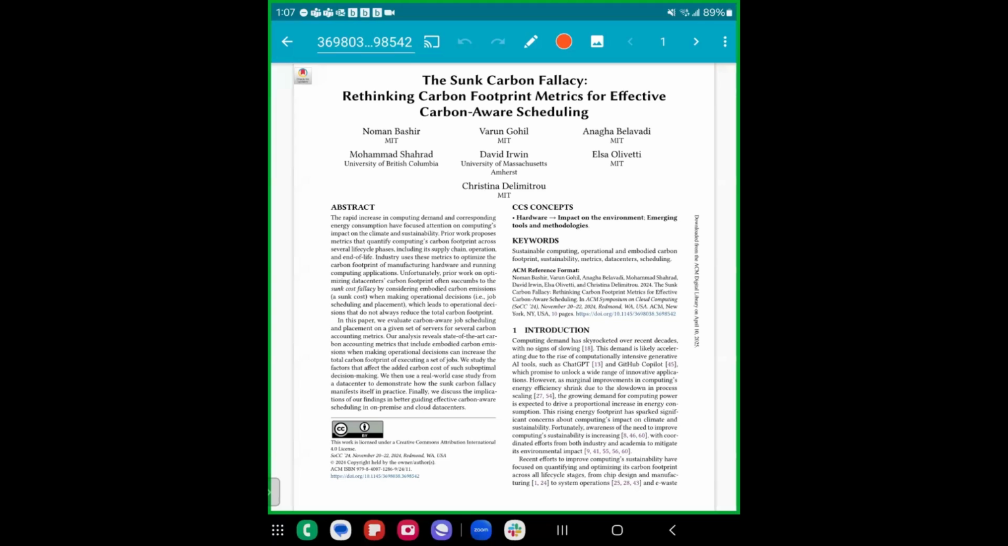And what makes the server and the CPU more efficient or less efficient, or have a higher carbon footprint or lower carbon footprint? So, what does it mean to have a carbon footprint?